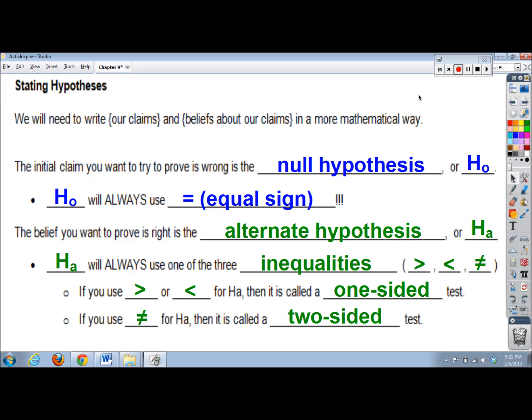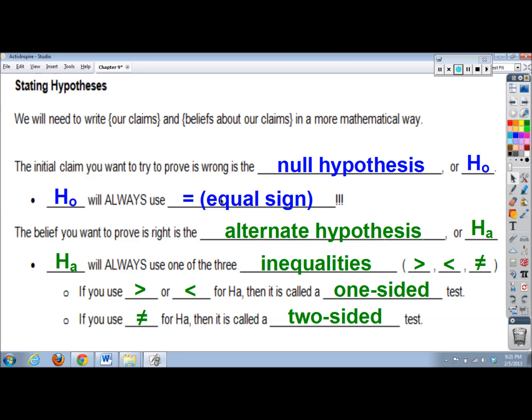Now, our claim that we initially have and the beliefs about our claim, about what we might think is different about it, we're going to write those in a little bit more mathematical way. Our initial claim that we usually want to try to prove is wrong is called the null hypothesis. We can abbreviate that as H sub naught. It's not just H sub 0 or H sub O, it's H naught.